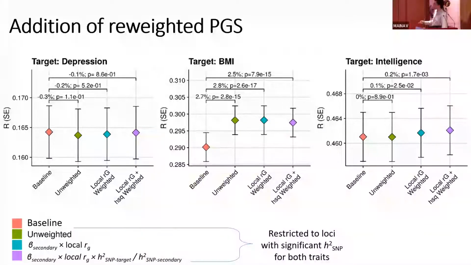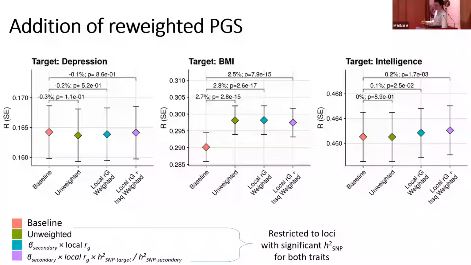Sorry, the red bars indicate a model including the target polygenic scores and also the polygenic scores for the secondary phenotypes, but just genome-wide standard ones. And then the green, blue, and purple bars are including those reweighted polygenic scores. And for BMI, we see there is an improvement, but that improvement comes from just merely restricting these secondary polygenic scores to loci that have a statistically significant local heritability for both traits.